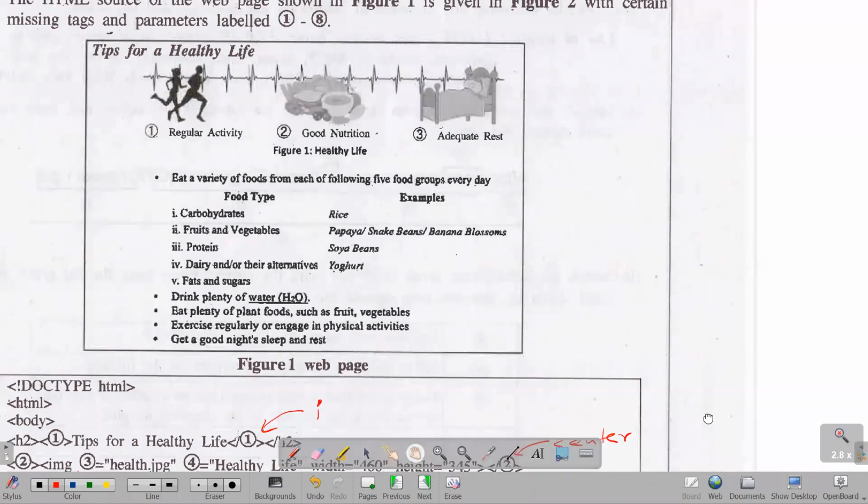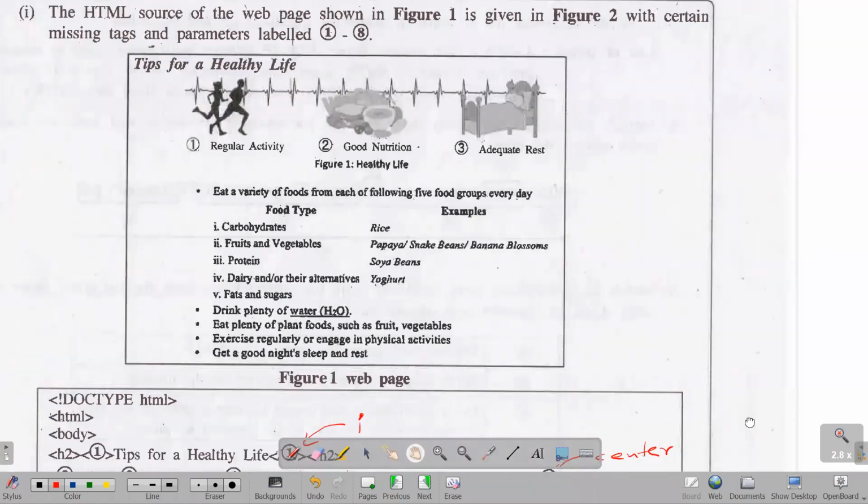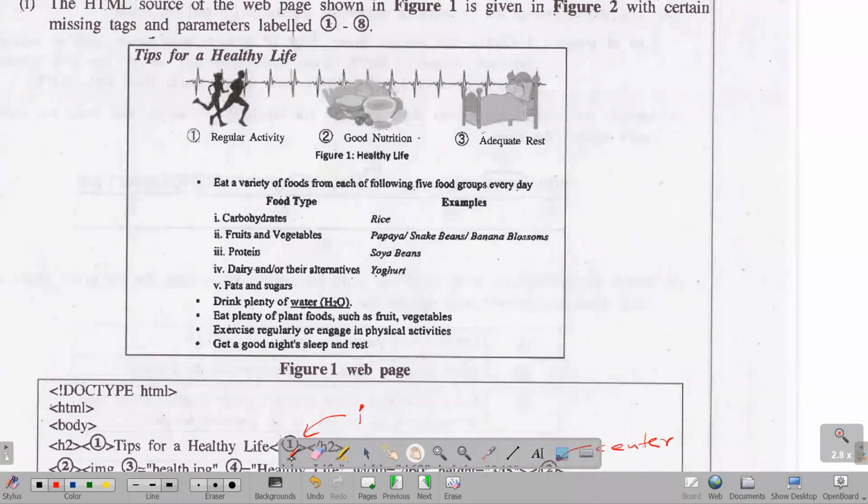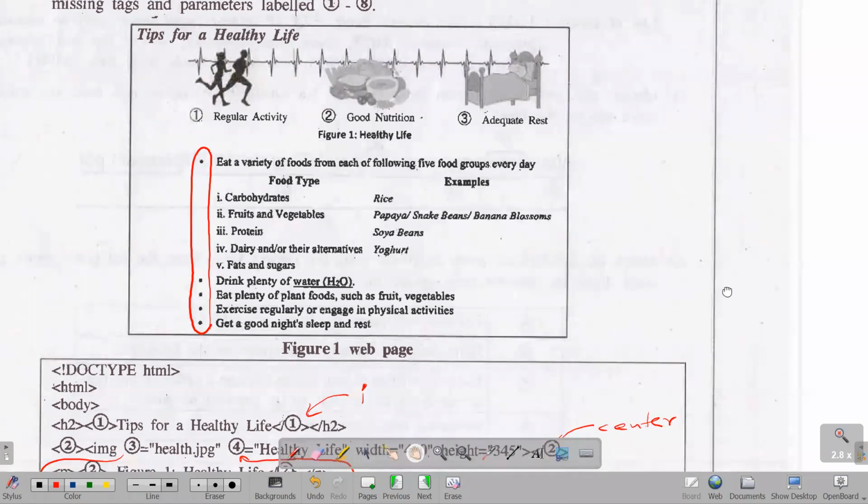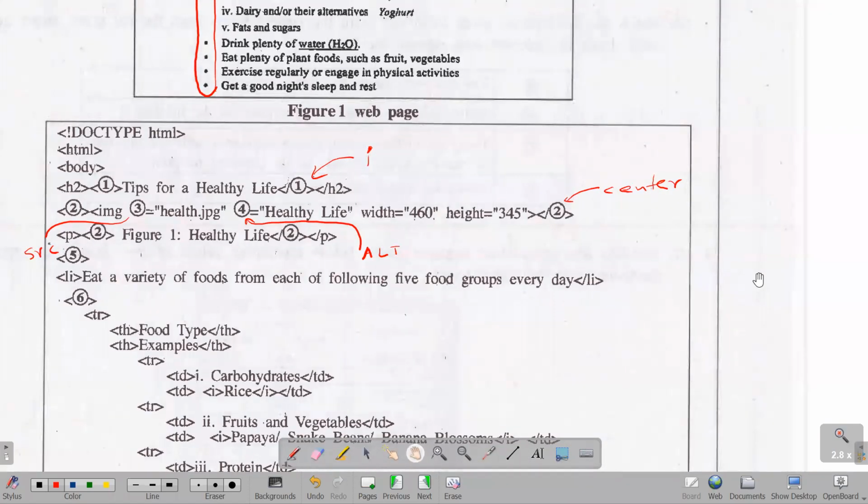Yeah, for fifth, it's going to be the unordered list, because these things are having the unordered list bullets, right? So inside that, we can see how the rest of the things are going to go. Right, and yeah, fifth one is going to be the unordered list, UL, and the sixth is going to be a table, definitely.